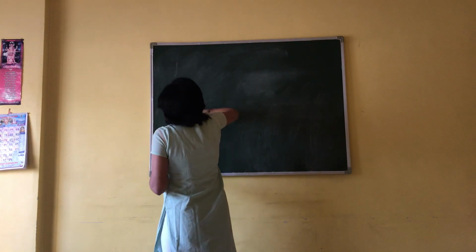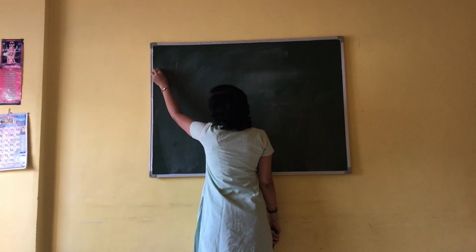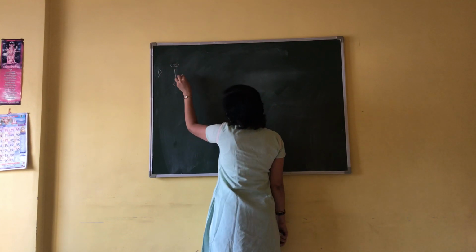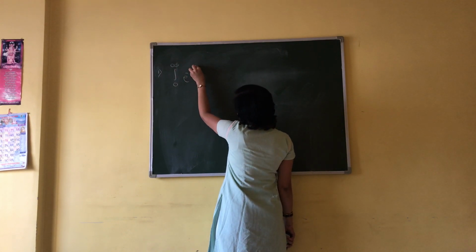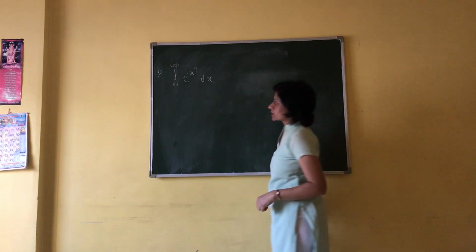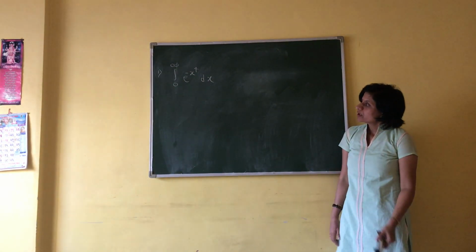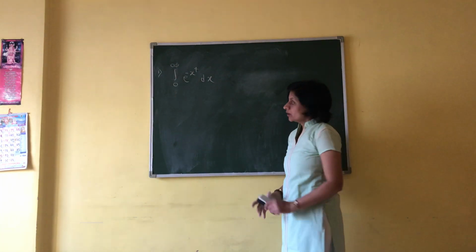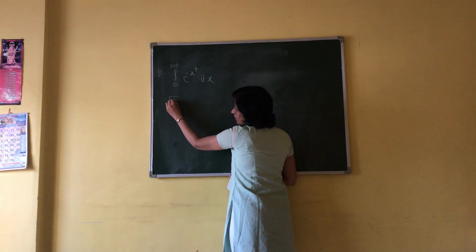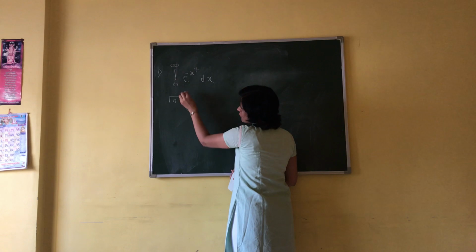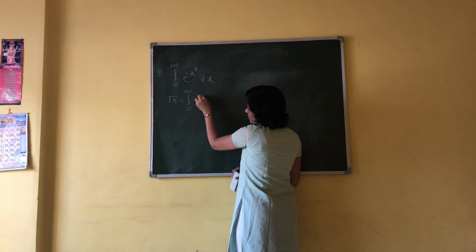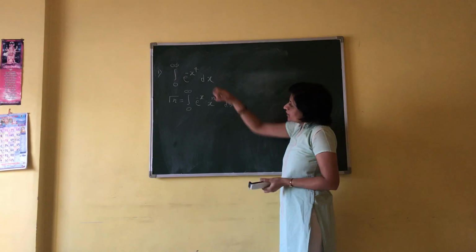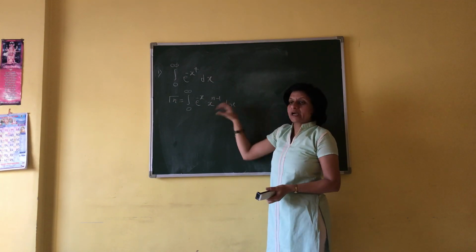We will see the first example. To evaluate integration from 0 to infinity e raised to minus x raised to 4 into dx. Reduce this integral to gamma. We know the definition of gamma: gamma n is equal to integral from 0 to infinity e raised to minus x into x raised to n minus 1 dx. Means reduce this integral to gamma.